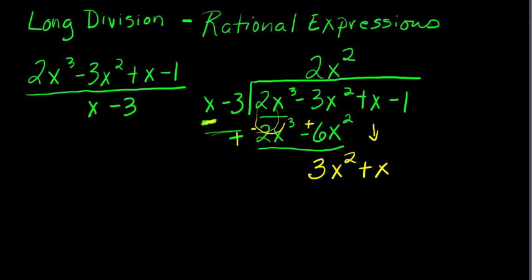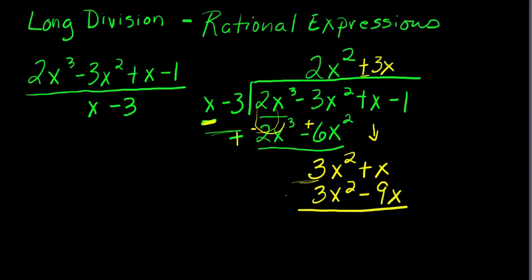We say, how many times does this x go into 3x^2, or what do we have to multiply times x to get 3x^2? And we see that would be a positive 3x. Since we have a positive 3x^2 down here, this is going to be a positive up here also. Then we go through and multiply the 3x times the x - 3. That gives us 3x^2 - 9x.